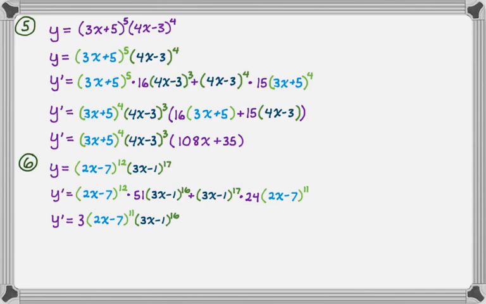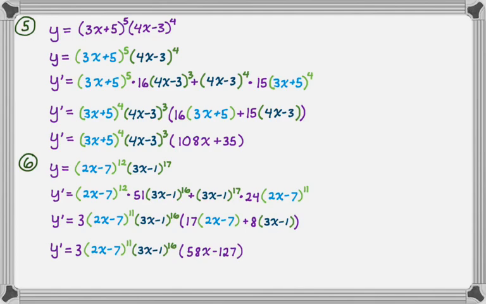So then we look and see what are we left with. Well, we took a 3 out of 51, so we're left with a 17 there. We took out everything except a 2x minus 7. Then we have a plus. We took a 3 out of 24, so we're left with 8. And then we took out everything except a 3x minus 1. Okay, and then what you do is you just expand that third set of parentheses again, and ultimately you're going to end up with this.